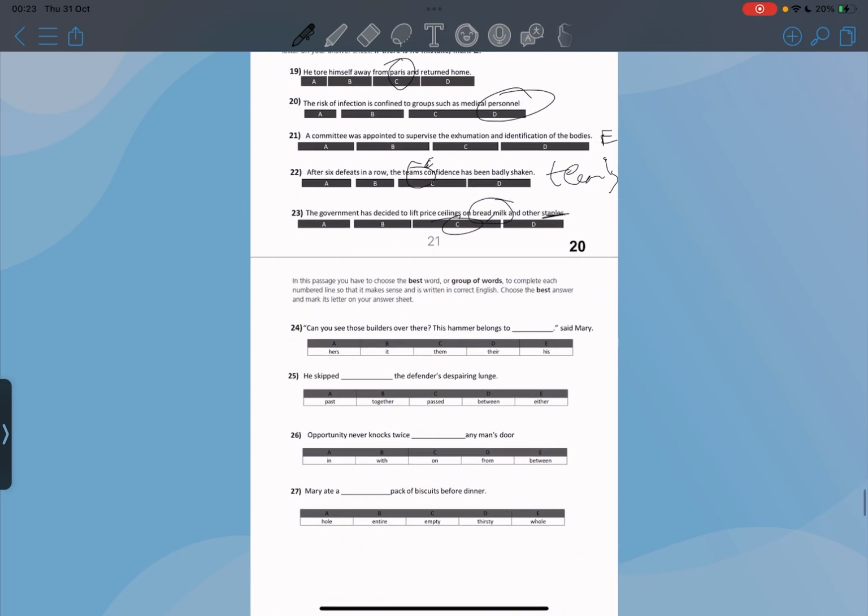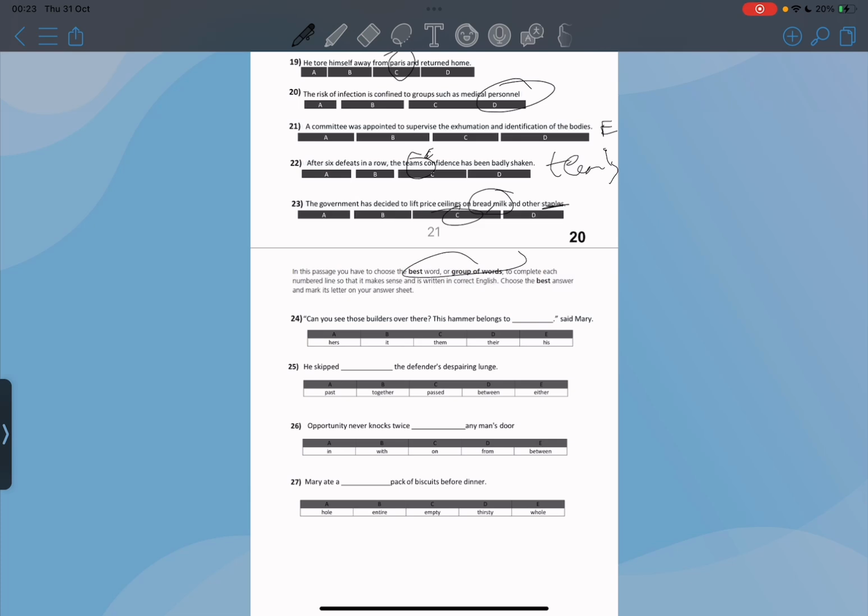Okay, question 24. Best word now. Can you see those builders over there? The hammer belongs to them because it's plural. Question 25. He skipped past the defender's despairing lunge.